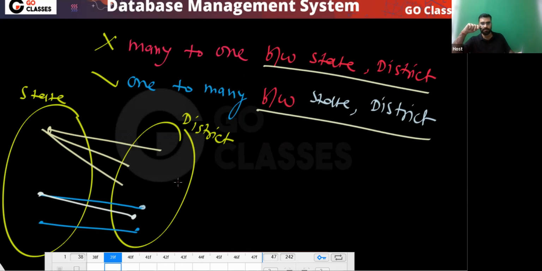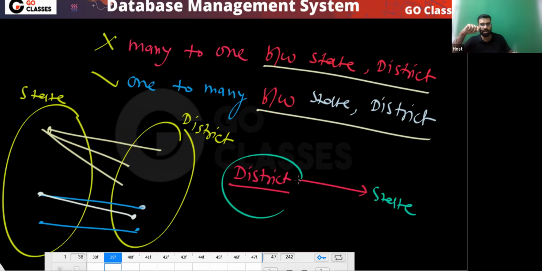Now you tell me, who can determine whom? If you know the value of district, can you tell me the value of state? Of course. Let me tell you the name of a district, like Mumbai. What is the state? Maharashtra. Automatically Maharashtra. Like Bangalore, the state will be Karnataka. Yes or no? So like this.